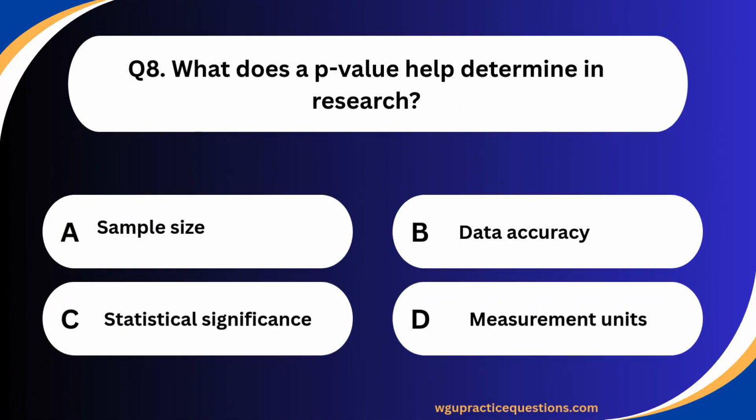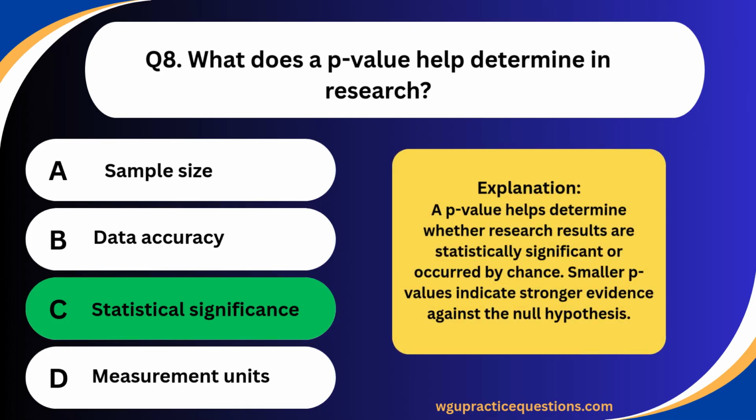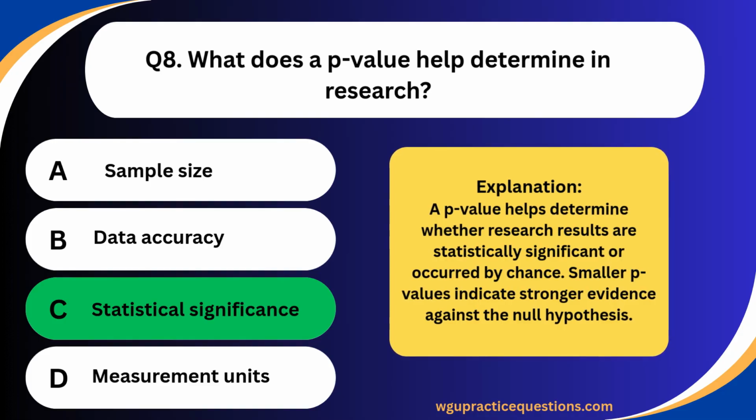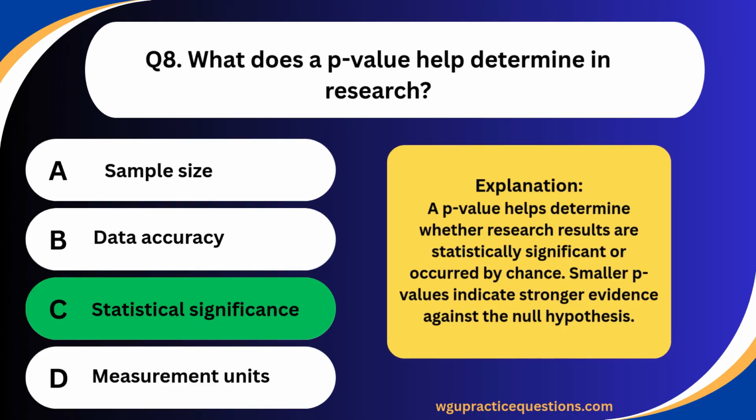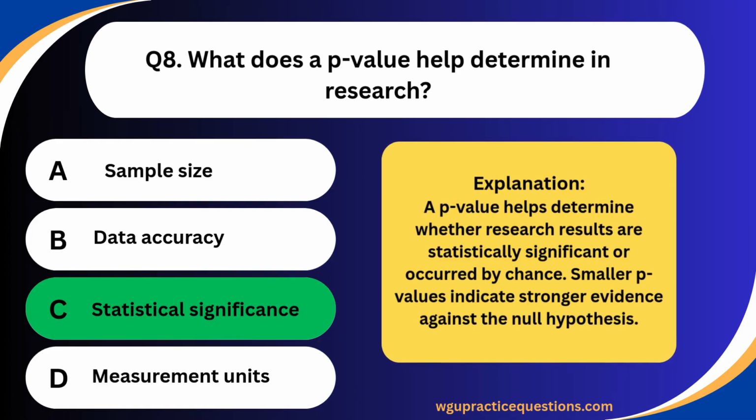Question 8. What does a p-value help determine in research? A. Sample size. B. Data accuracy. C. Statistical significance. D. Measurement units. Which one is the correct answer? The correct answer is C. Statistical significance. Explanation. A p-value helps determine whether research results are statistically significant or occurred by chance. Smaller p-values indicate stronger evidence against the null hypothesis.